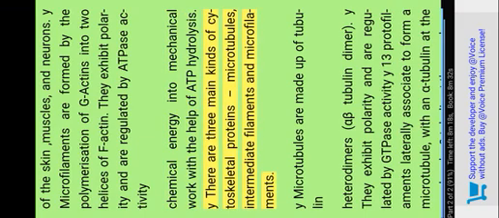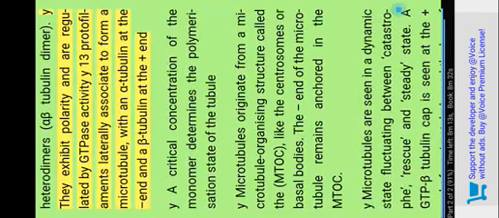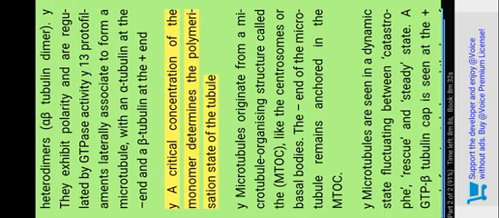There are three main kinds of cytoskeletal proteins: microtubules, intermediate filaments, and microfilaments. Microtubules are made up of tubulin heterodimers, the αβ-tubulin dimer. They exhibit polarity and are regulated by GTPase activity. Thirteen protofilaments laterally associate to form a microtubule, with an alpha tubulin at the minus end and a beta tubulin at the plus end. A critical concentration of the monomer determines the polymerization state of the tubule.